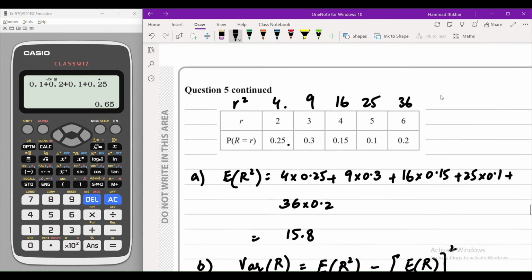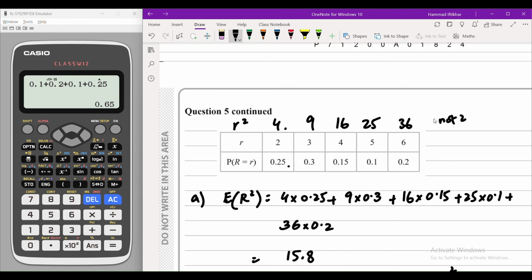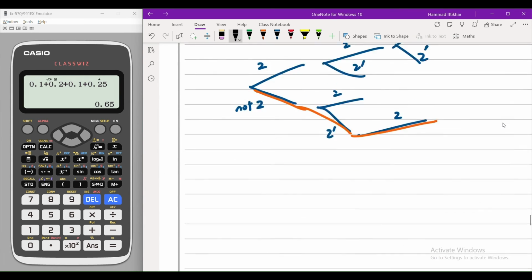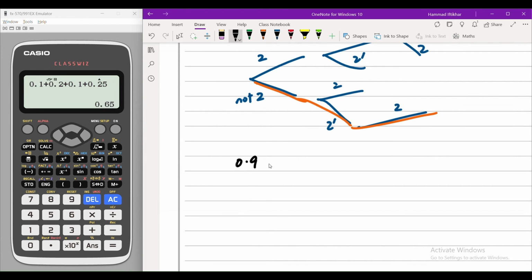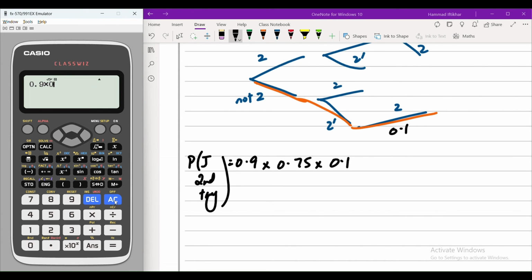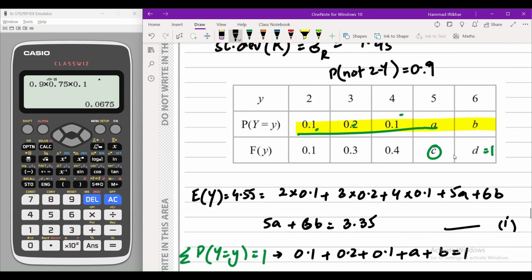Okay. And not 2 for red, that is going to be 0.75. Okay. So we have 0.9 times 0.75 times 0.1. Jesse, second try. So that's that. So 0.9 times 0.75 times 0.1, that is 0.0675.